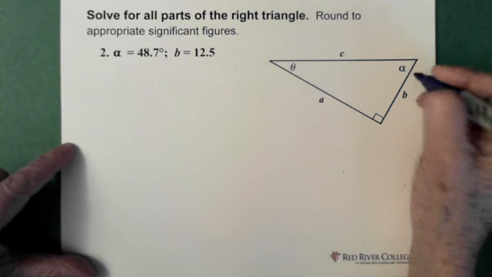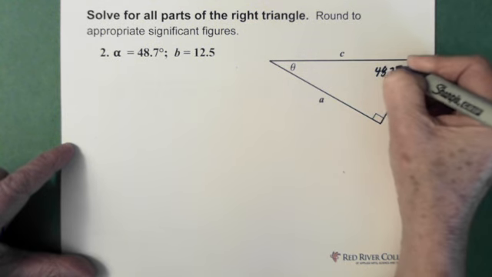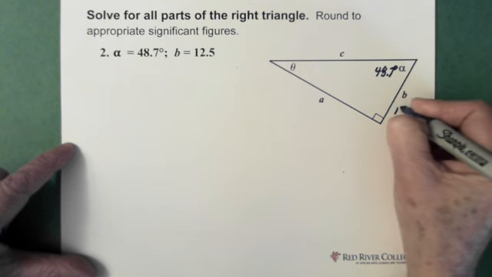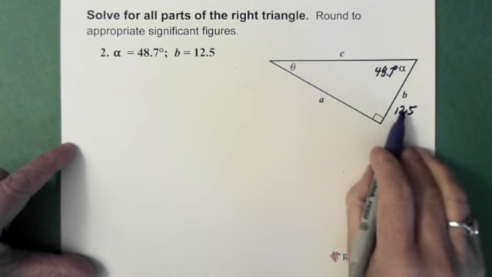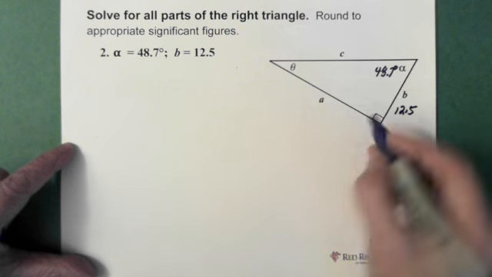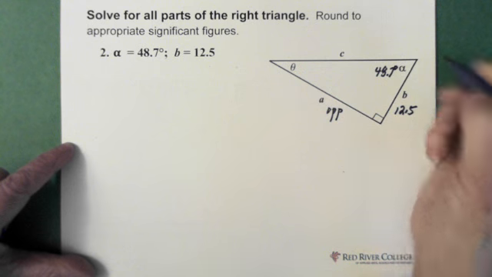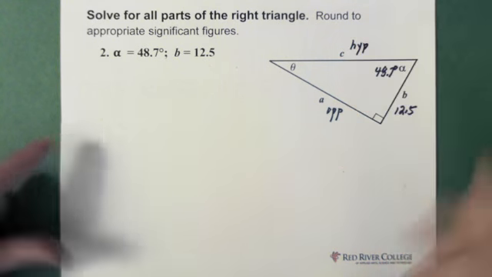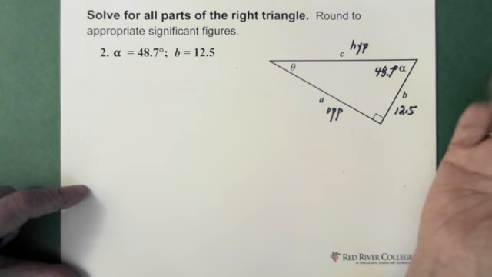All right, so alpha is 48.7 degrees and side B is 12.5. So we can see that B is adjacent to alpha. This side here is the opposite side, and this side here, the long side, is always the hypotenuse. And when you're working through the question, it just helps to name them.